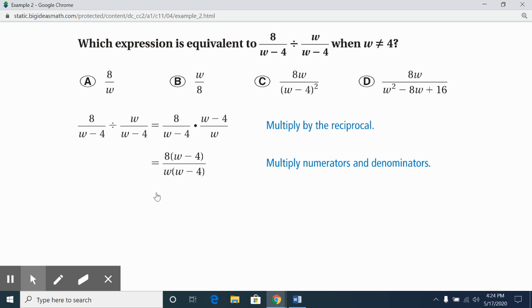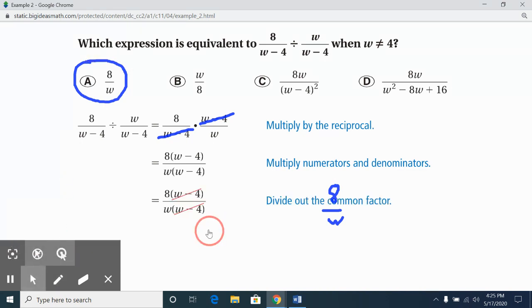Now they're going to show us that we can actually multiply numerators and denominators, but what I like to do, again from last week, is cross cancel. I see a w minus 4 in my numerator here and in my denominator here. So I could right away cancel these and then multiply as well, if you remember correctly. That would just give me my answer right away. If I canceled these, I'd be left with 8 in my numerator and w in my denominator, and that would be my final answer. So my answer would be A here.